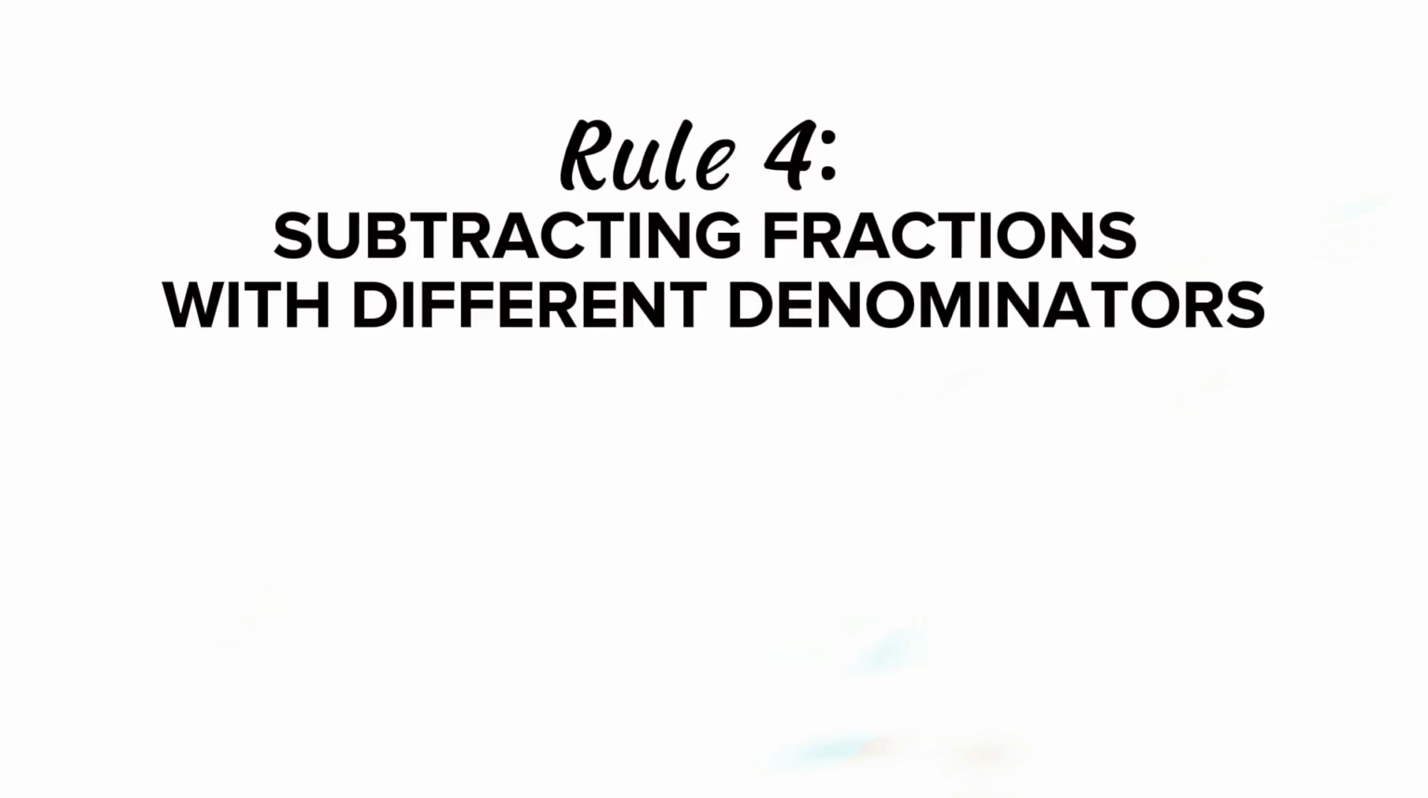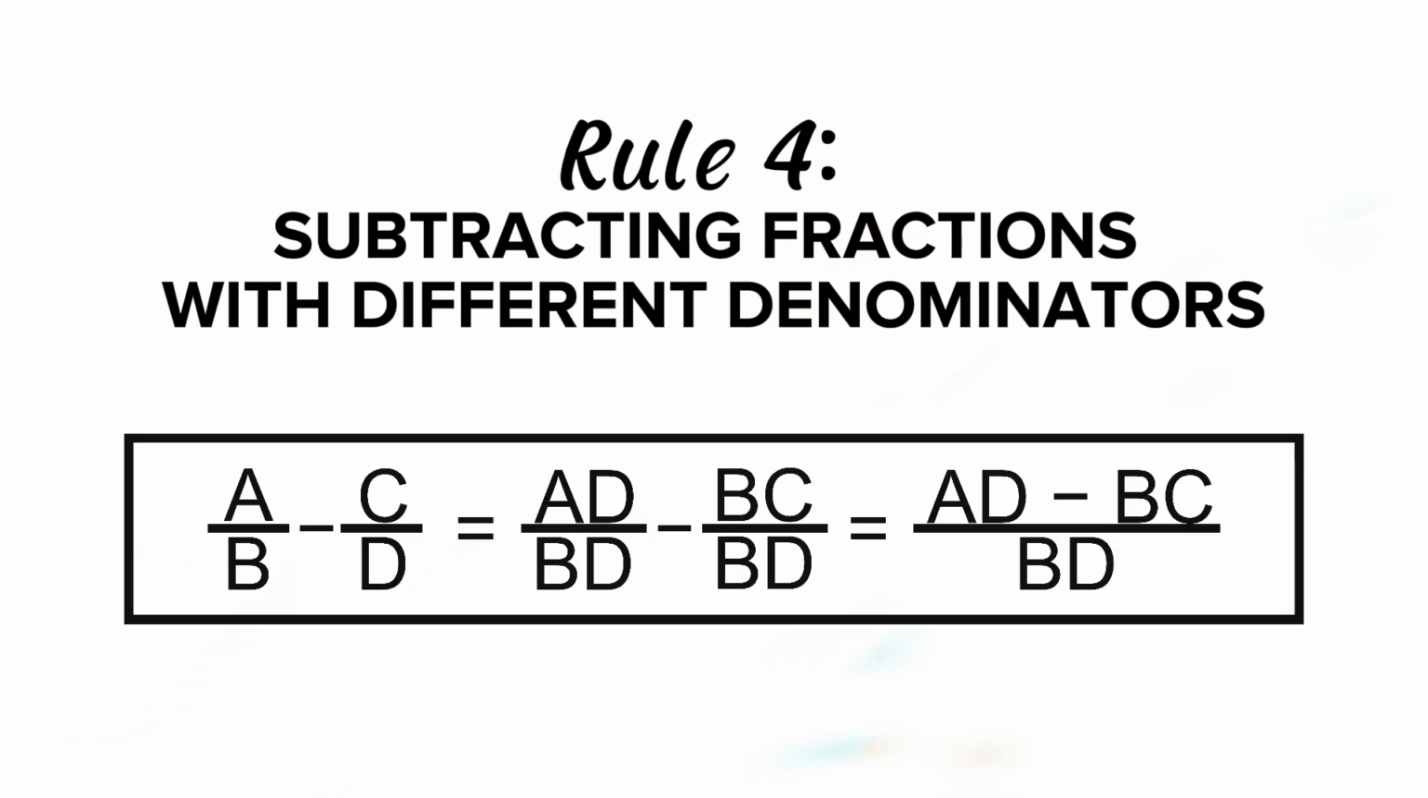Rule number 4, subtracting fractions with different denominators. If the denominators are different, use the cross multiplication method and take the common denominator. For example, A over B minus C over D, cross multiply to get AD minus BC over BD.